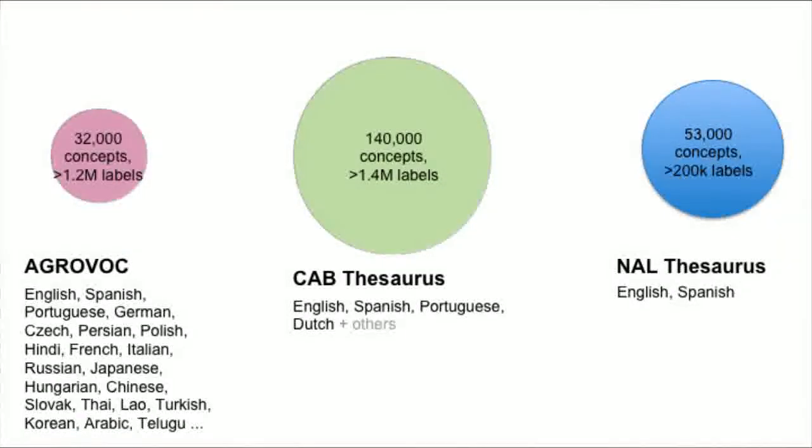So we have Agrovoc on the left, which with 32,000 concepts is the smallest of the three, but with the most translated labels, in over 25 languages. And then we have the CAP thesaurus with 140,000 concepts, and the NAL thesaurus with 53.